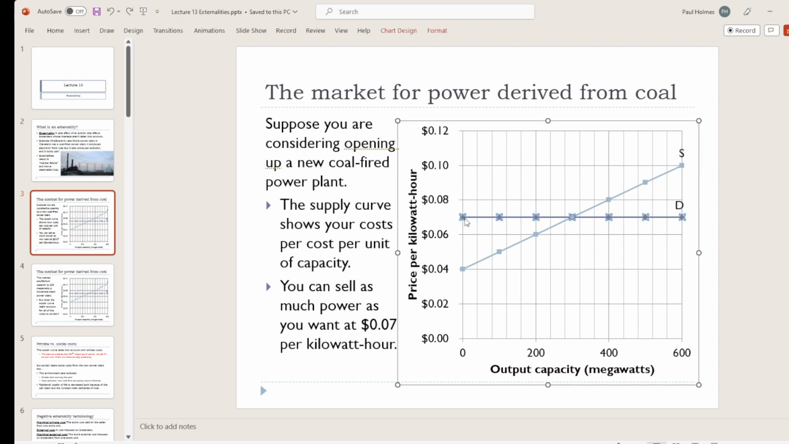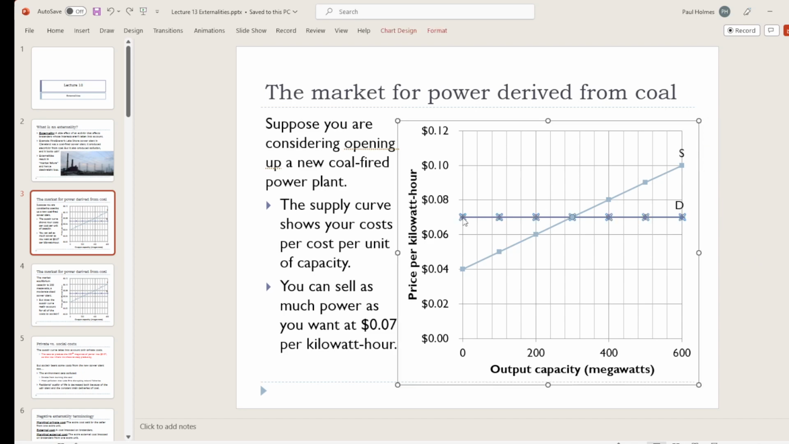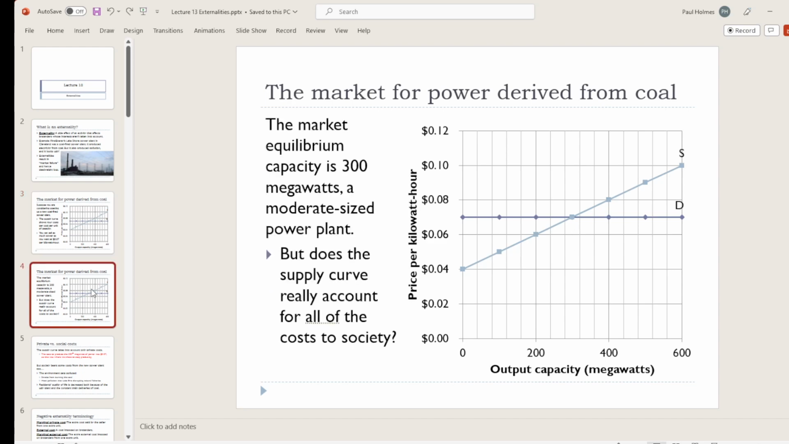So I've put in the market price of electricity here at 7 cents per unit, 7 cents per kilowatt hour, so that no matter how much power we produce, we can sell all of it for exactly the same price. So the market equilibrium price is always going to be this 7 cents per unit, but our quantity is going to be determined by our particular costs as a producer. So given this particular set of supply and demand curves, as the producer of power, we're going to choose to produce right here. That's our equilibrium, if you like, in this market.